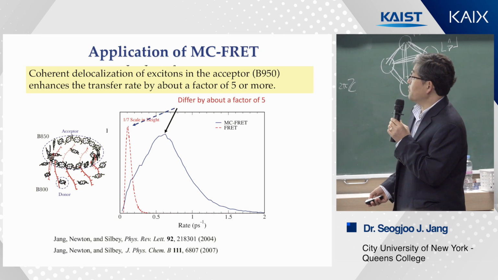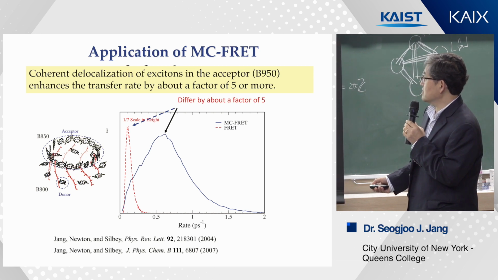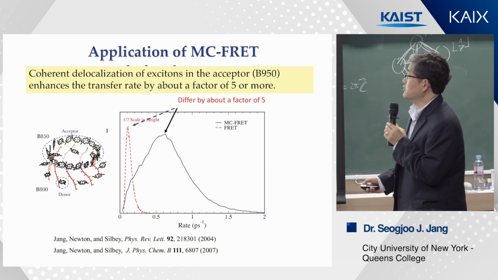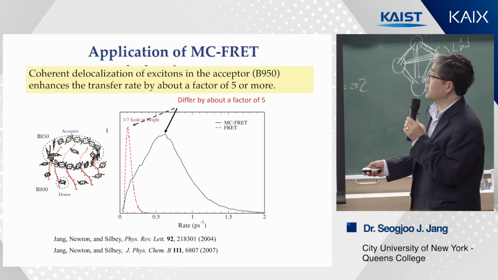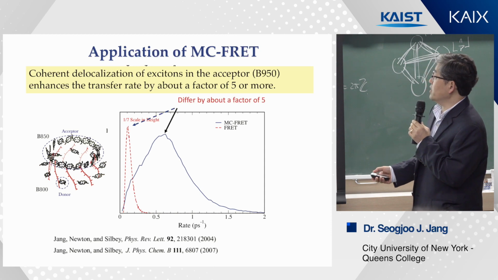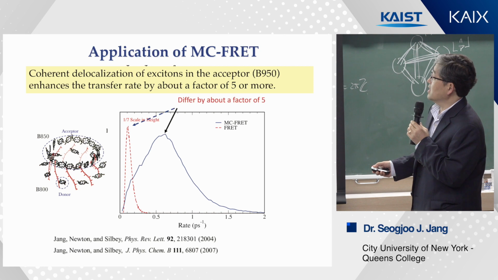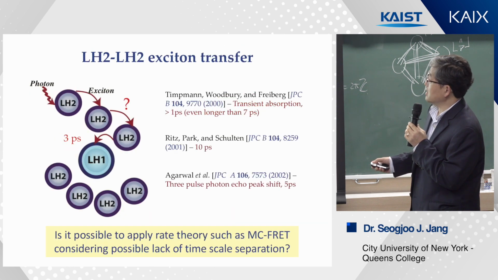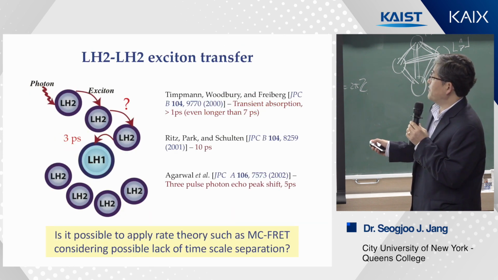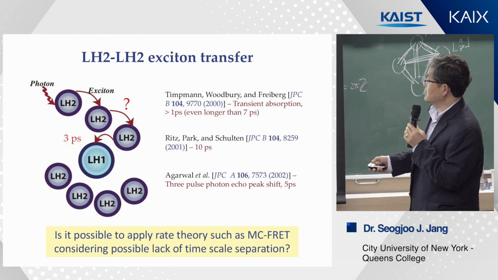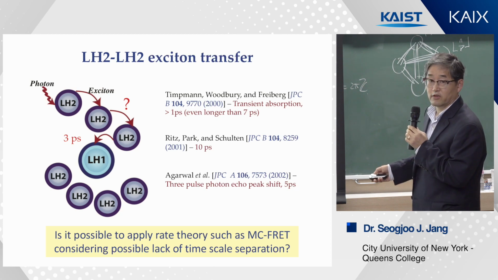So in 2004, based on earlier works by Sumi, Scholes and Fleming, I was able to develop so-called MC-FRET, multichromophoric FRET. We were able to show that once you apply the theory, it's possible to explain that the exciton transfer from the B800 to the B850 unit becomes about five or more times faster than the prediction based on the first theory.